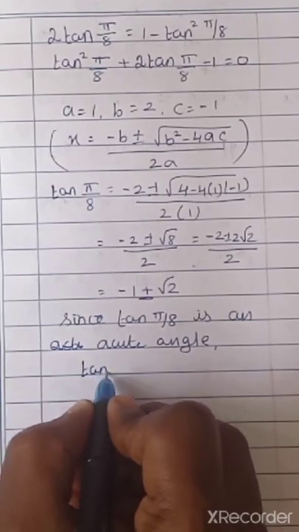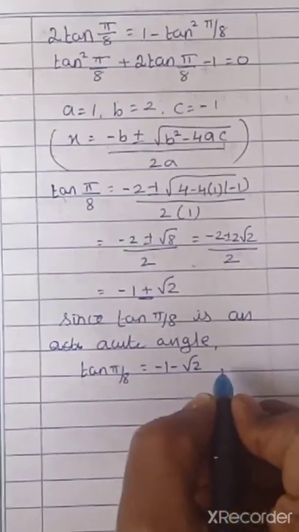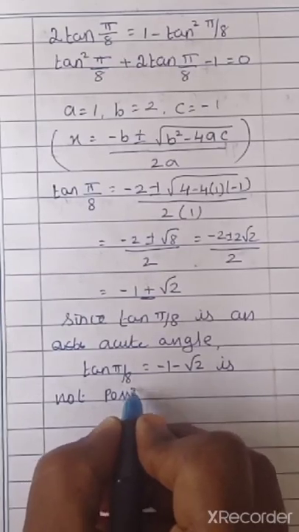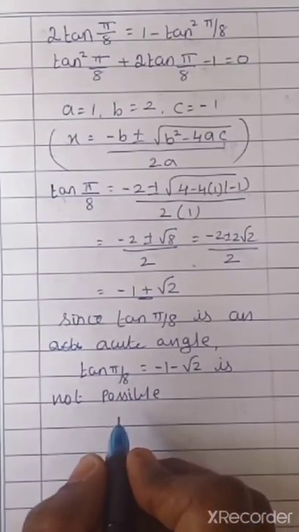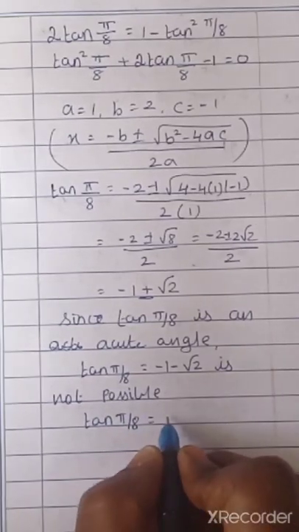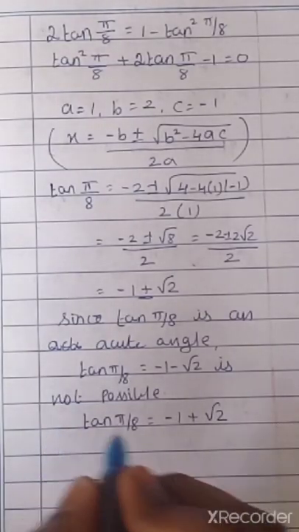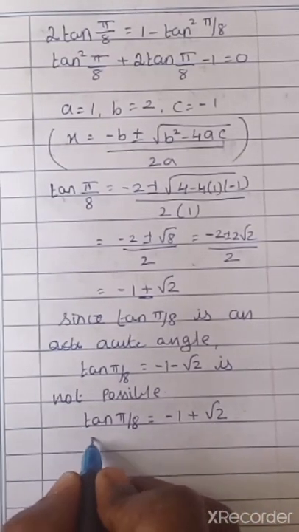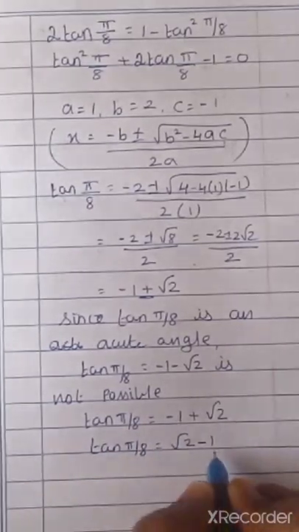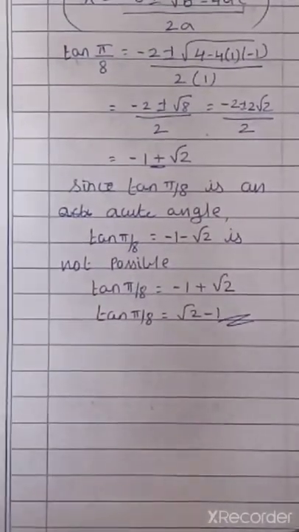So tan pi by 8 equal to, here negative means minus 1 minus root 2 is not possible. For an acute angle you will not get a negative value. So what is your final answer? Tan pi by 8 equal to only the positive value, that is minus 1 plus root 2. We can write this as tan pi by 8 equal to root 2 minus 1 is your final answer. Next question.